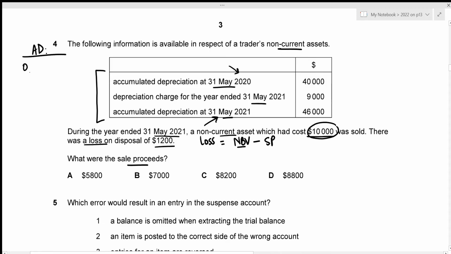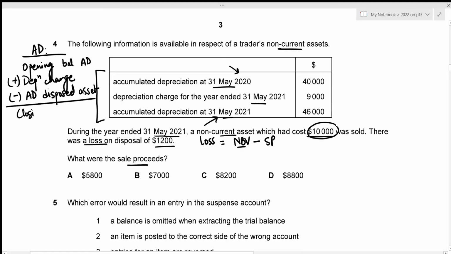We can start with our opening balance of the accumulated depreciation. Then if we add the depreciation charge for this year and subtract the accumulated depreciation of the disposed asset, we get our closing balance of the accumulated depreciation. And this statement of accumulated depreciation that I just wrote down is basically a vertical format of our provision for depreciation account, which is a ledger account. Now, we just need to figure out the accumulated depreciation of the disposed asset, right?